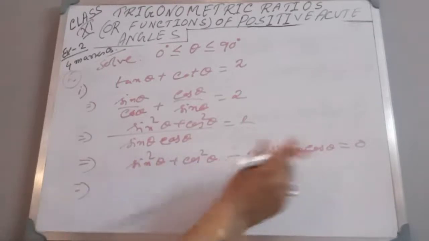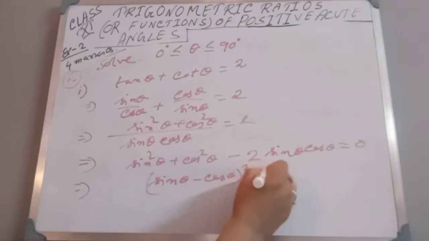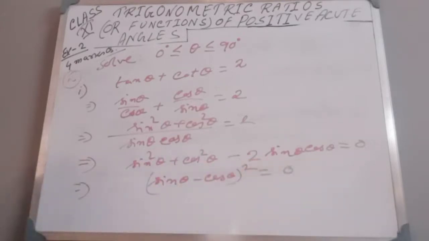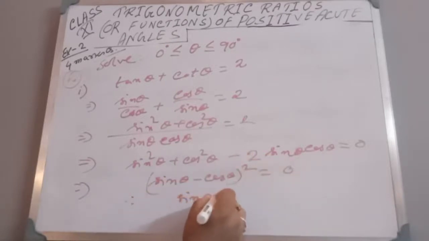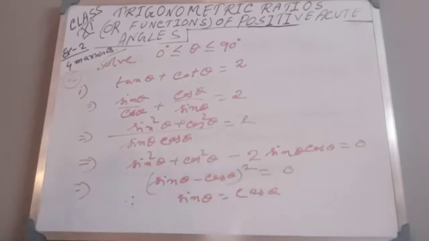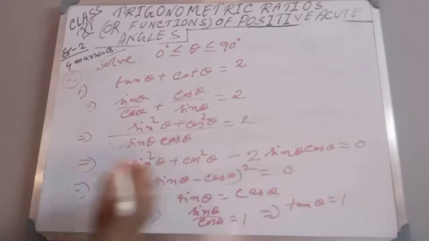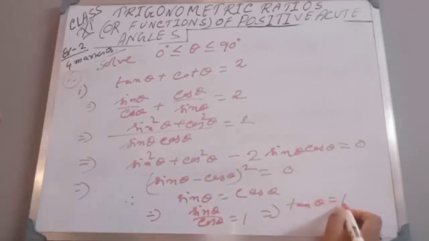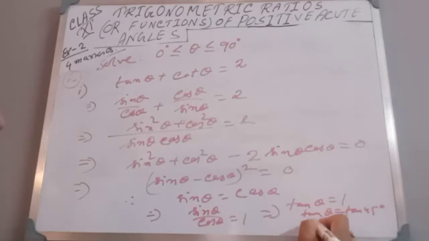Now a square plus b square minus twice ab, so it is sin theta minus cos theta whole square is equal to 0. Now when sin theta minus cos theta whole square equals 0, therefore sin theta minus cos theta equals 0, therefore sin theta equals cos theta, which gives us sin theta by cos theta is equal to 1, that is, tan theta equals 1. When tan theta equals 1, we know 1 is the value of tan 45 degree. So write here tan 45 degree. So what is the value of theta then? Theta equals 45 degree. This is the answer.